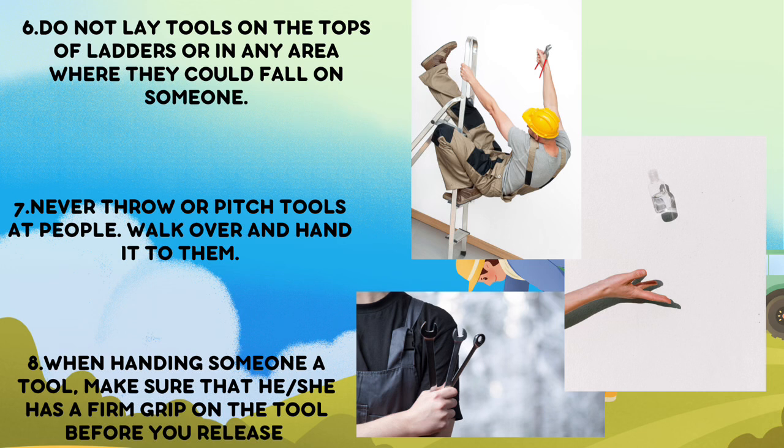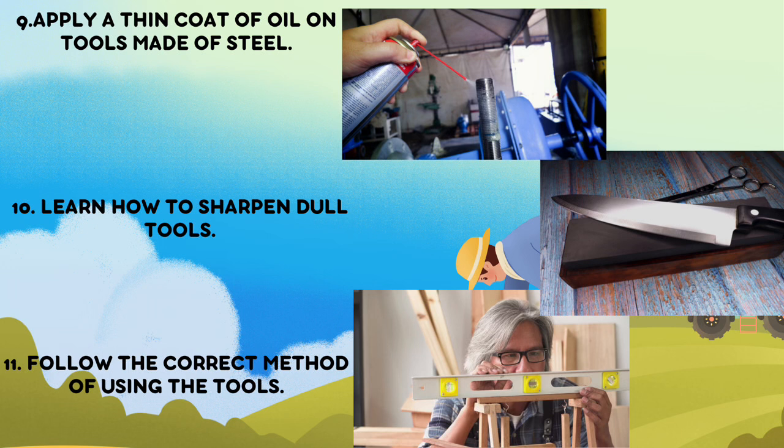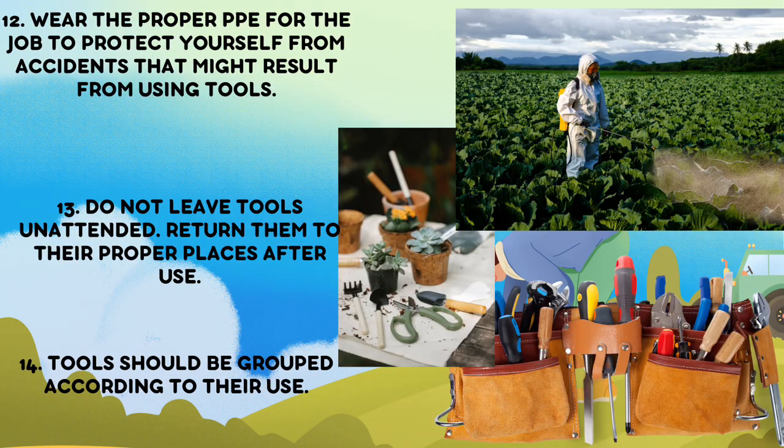8. When handing someone a tool, make sure that she has a firm grip on the tool before you release it. 9. Apply a thin coat of oil on tools made of steel. 10. Learn how to sharpen dull tools. 11. Follow the correct method of using the tools. 12. Wear the proper PPE for the job to protect yourself from accidents that might result from using tools. 13. Do not leave tools unattended. Return them to their proper places after use. 14. Tools should be grouped according to their use.